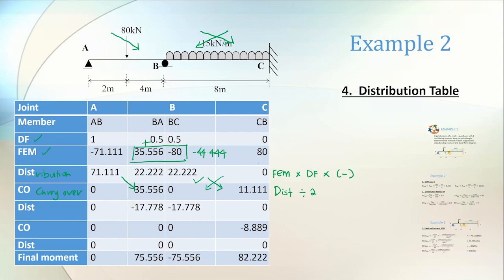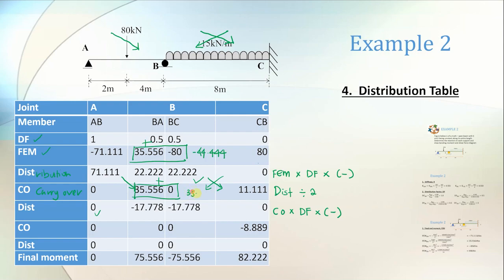For distribution, you take the value of carryover, betul-betul atas ni okay, and then you times with the distribution factor and times with negative. So CO, which is 0 for AB, times 1 times negative, you still get 0. And for BA and BC, whatever here, you must plus it together because they share the same support. So you kena campur these two value.